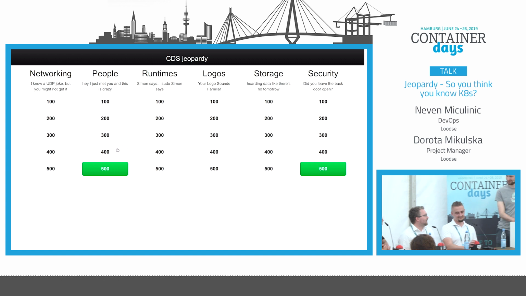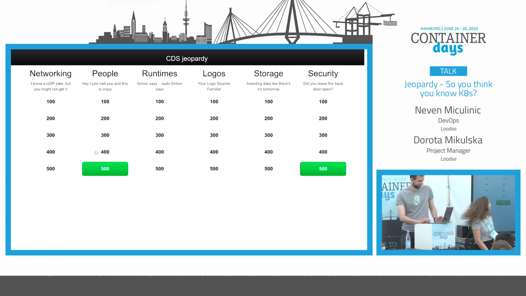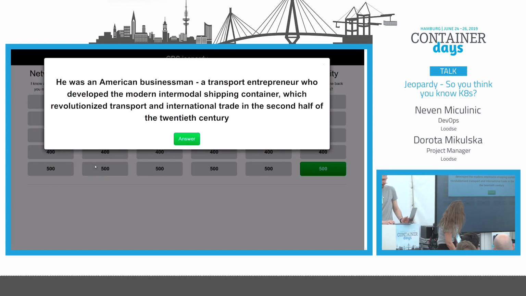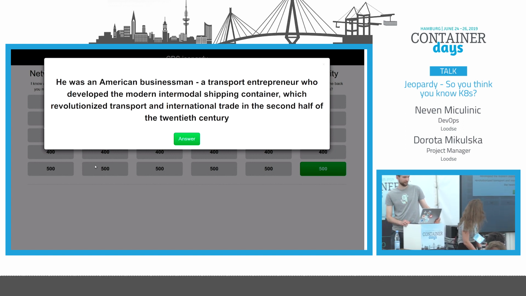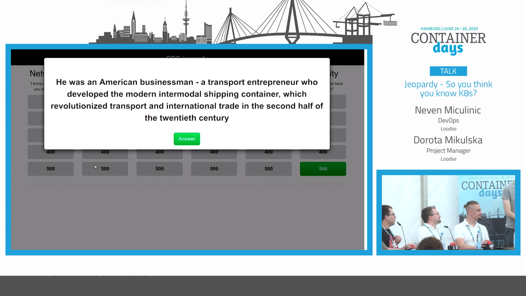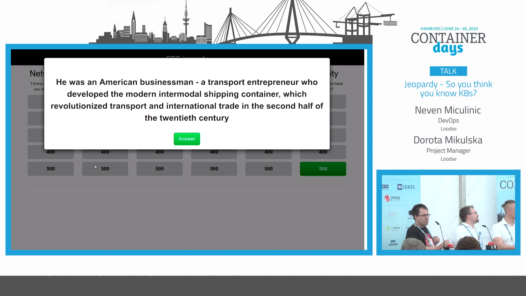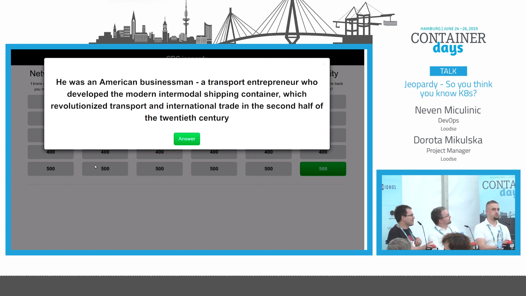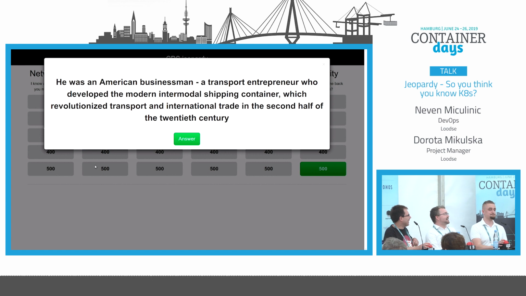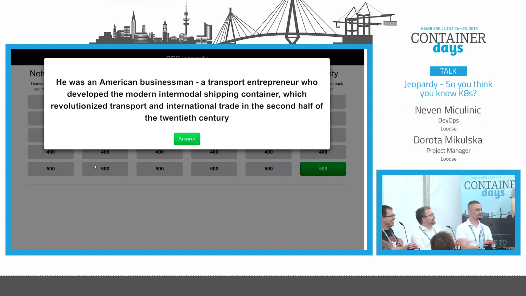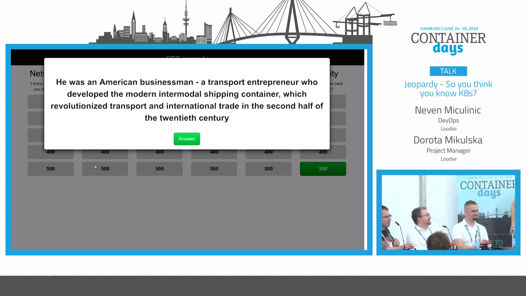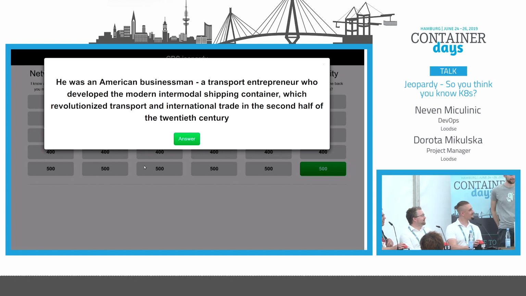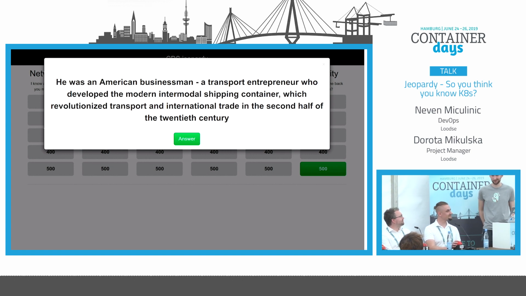Alrighty, you choose the question. Then People 500. He was an American businessman and transport entrepreneur who developed the modern intermodal shipping container, which revolutionized transport and international trade in the second half of the 20th century. It's Container Days, so I get it, but no. A hint? It's American.